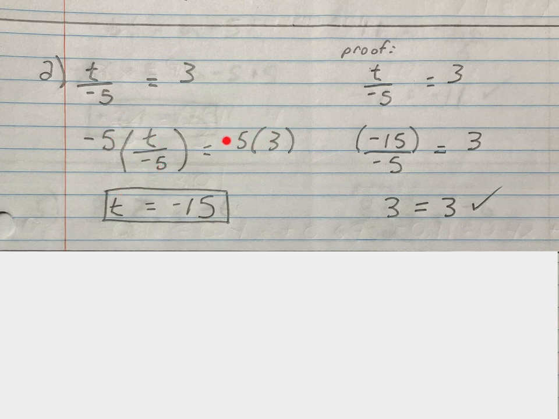And what do you get on this side? Negative 5 times 3. Negative times positive is negative. 5 times 3 is 15. So t equals negative 15. Now let's do a proof. Write the original equation unchanged. Make sure you copy it correctly.